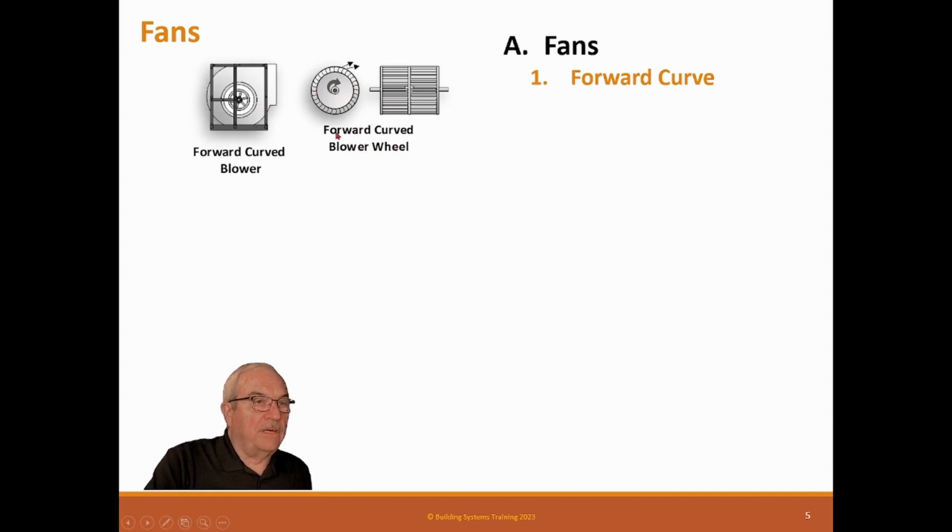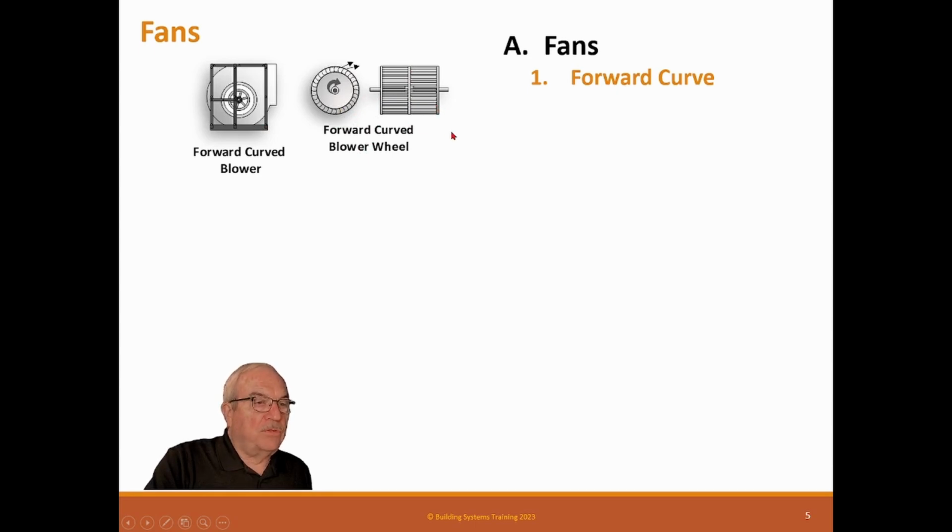Fans are also made in what we call single inlet or double inlet, and that just means that if it's a double inlet, the wheel can suck air from both ways. If it's a single inlet, then the backside will be solid. They can only suck air from one side. So this happens to be a double inlet wheel.